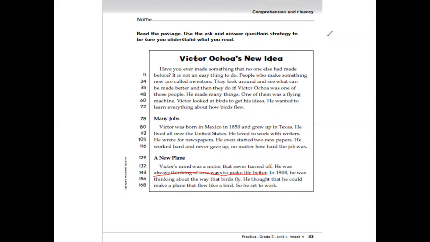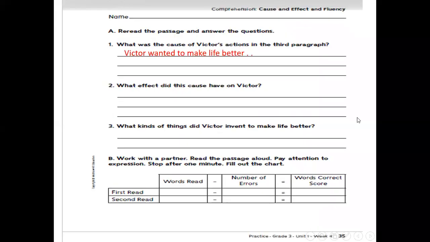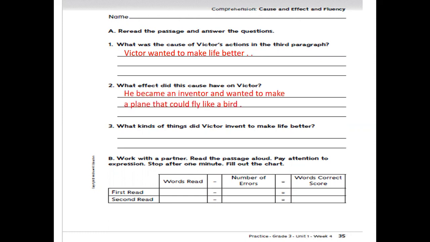So what effect did the cause have on Victor? What did he do? He thought that he could make a plane. So he became an inventor and wanted to make a plane that could fly like a bird. So let's write them here. Victor wanted to make life better. This is the cause. The effect: he became an inventor and wanted to make a plane that could fly like a bird.